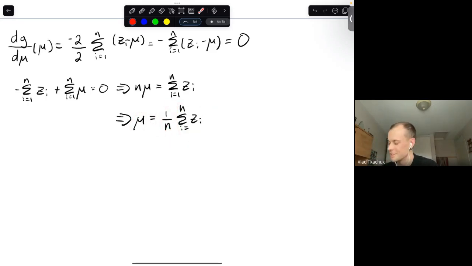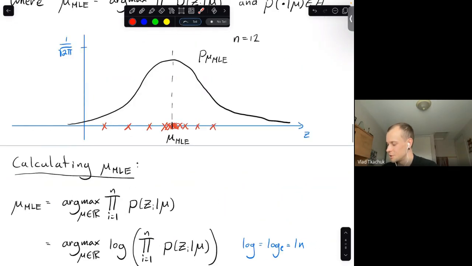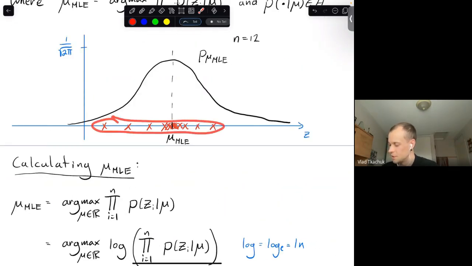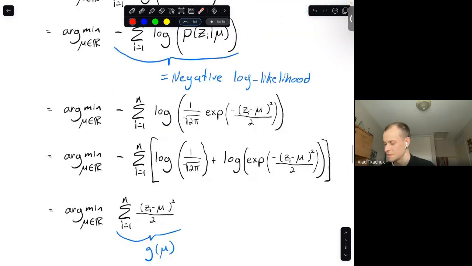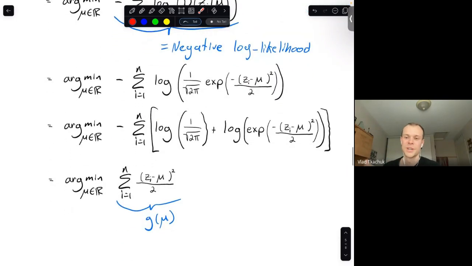So this is really nice and intuitive. I think it makes sense. What you would do is take all of these samples here, sum them up, divide by n, and you get a number, which would be the center of your distribution. And then you get this PDF. Okay, so that really concludes this example, and that's the whole process of calculating the maximum likelihood estimate.